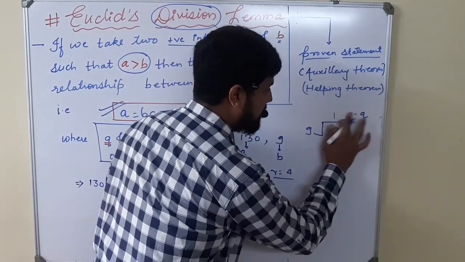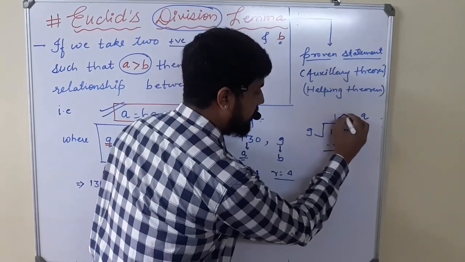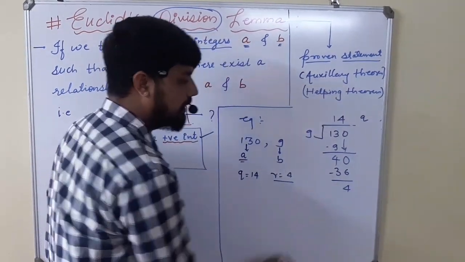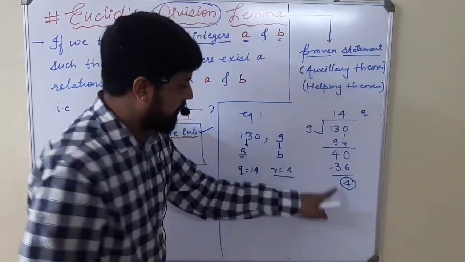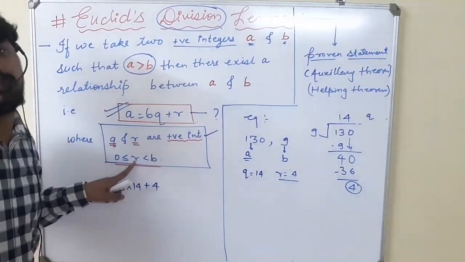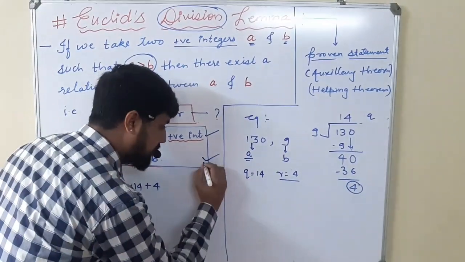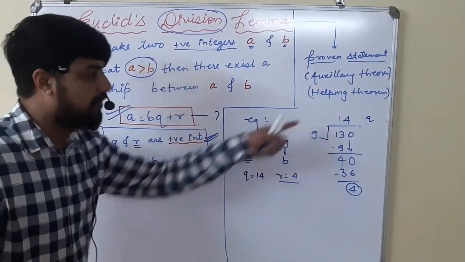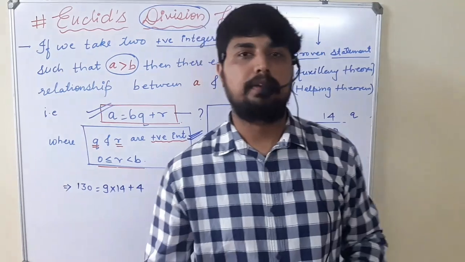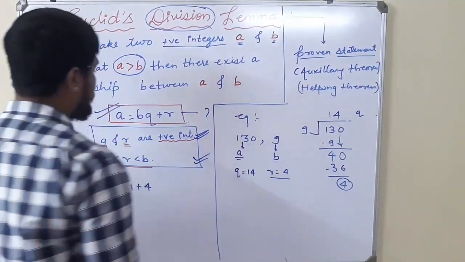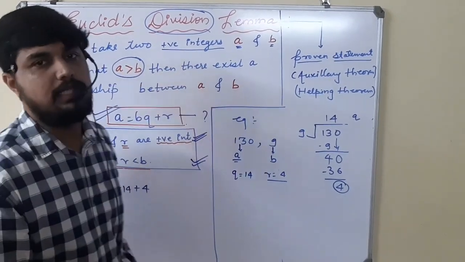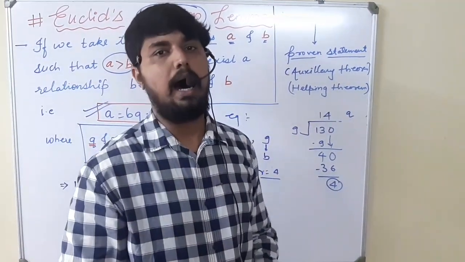That's the reason we carry forward the division. 9 4s are 36 and the remainder is 4. Now in this case, this value of r is less than 9. Now we can say that the second condition is satisfied. So when these two conditions are satisfied while performing the division, then only we can take the values of q and r from that division. And with these values of q and r, we can express any two integers in the form a equals bq plus r.